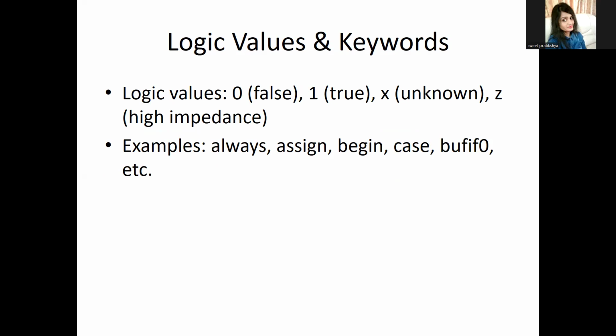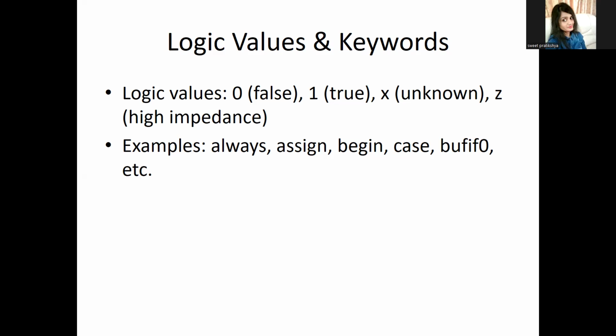Next, the logical values and keywords. Unlike typical programming languages, Verilog models the uncertainties of real digital circuits using a four-state logic system. So what are those? 0, 1, X, and Z. 0 stands for logic low, that is false. 1 stands for logic high, that is true. X stands for unknown, for example an uninitialized value. And Z means high impedance, which is generally used in tri-state buffers. These states help simulate actual hardware behavior accurately.